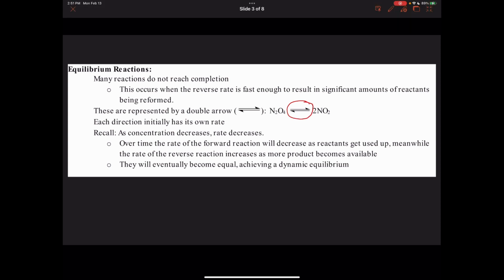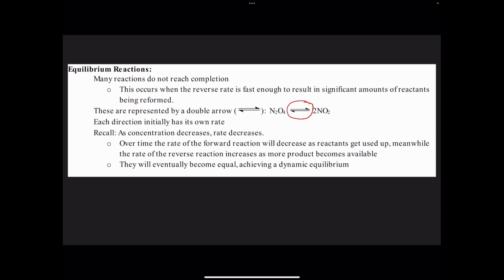Now each direction, so that forward and that reverse, each direction initially has its own rate. But remember when we talked about rates previously, those rates change over time. So as the concentrations of our reactants go down, that rate decreases. So over time, the rate of our forward reaction is going to decrease as those reactants get used up.